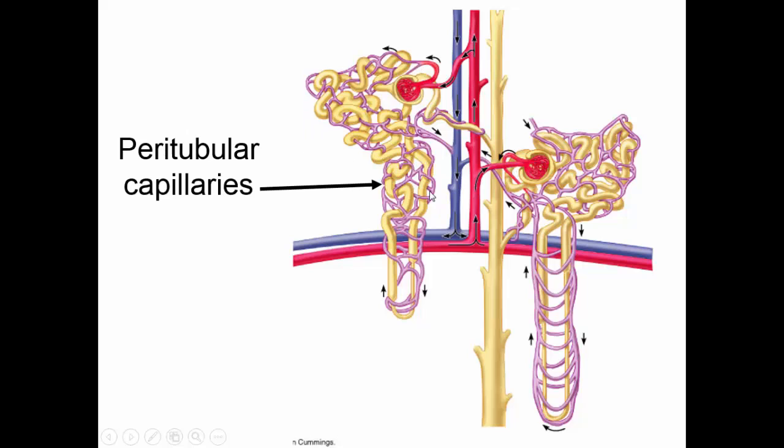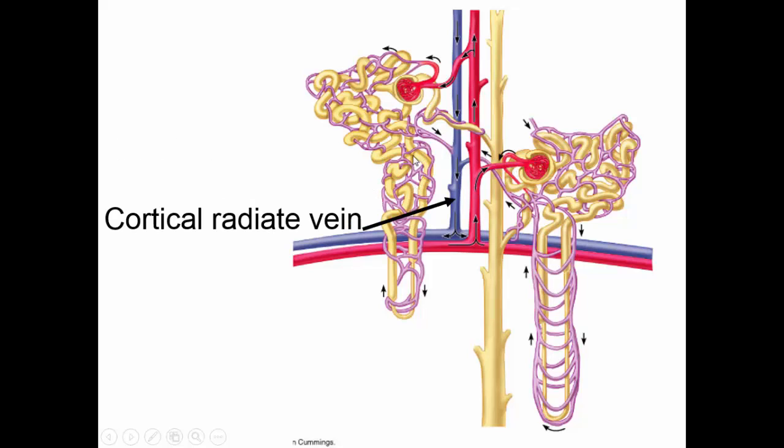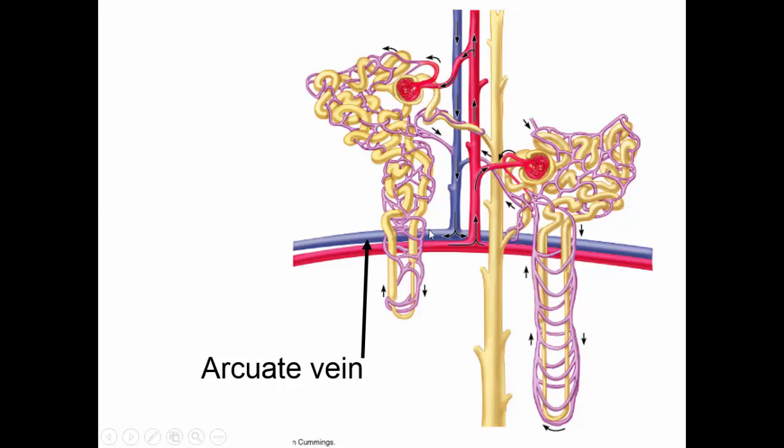This is going to help in the reabsorption of nutrients and water. And then the peritubular capillaries will drain into the cortical radiate vein, which will drain into the arcuate vein. This will merge with several veins in the kidney and eventually drain out the renal vein.